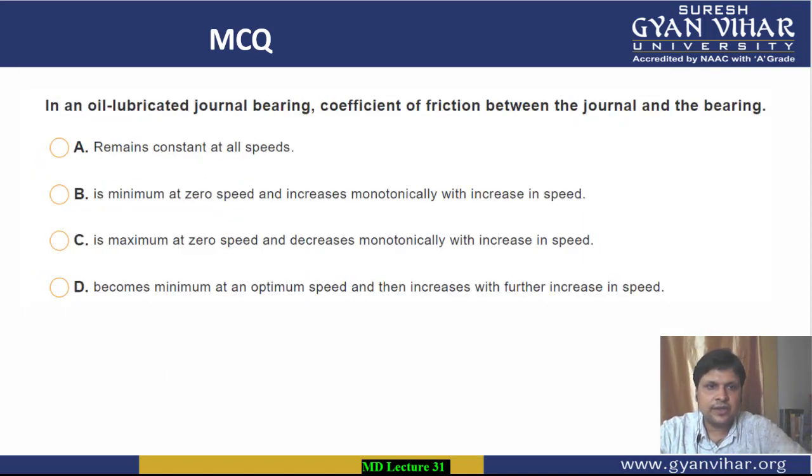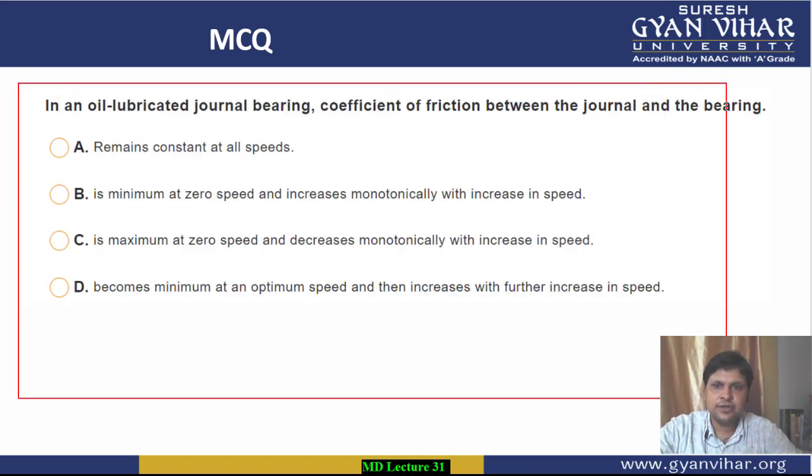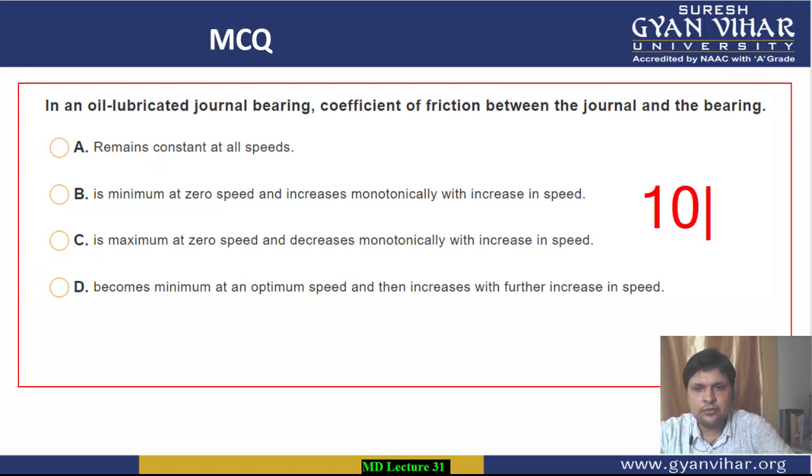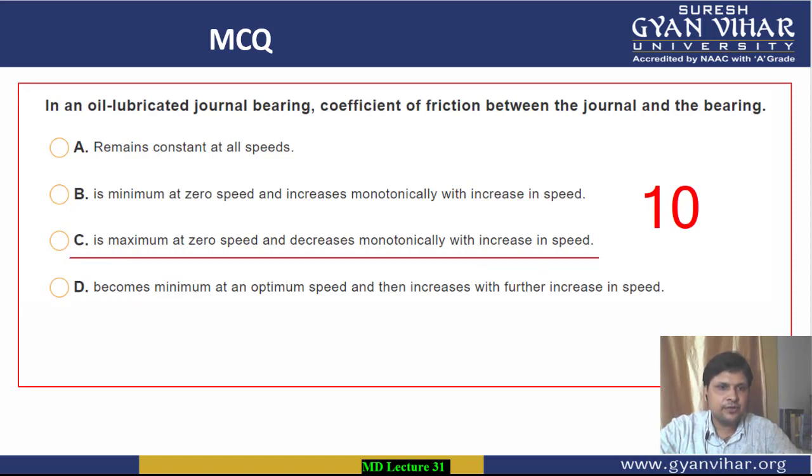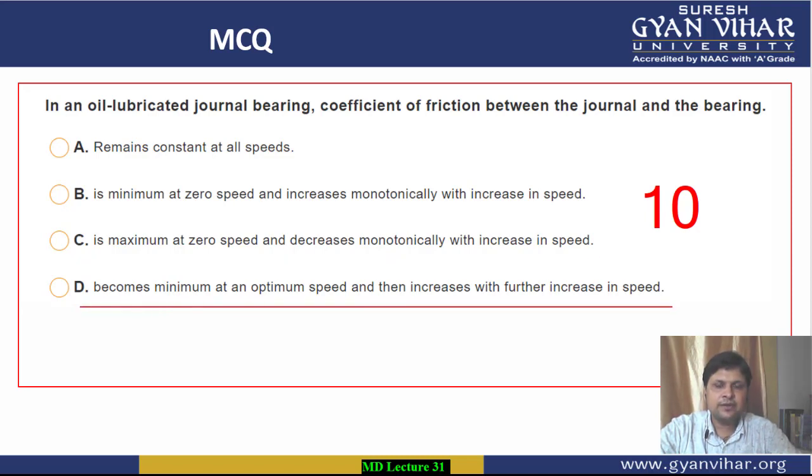Alright. Coming into the next one, this is our 10th multiple choice question. In an oil lubricated bearing, the coefficient of friction between journal and the bearing is, first of all, high at 0 speed, and it decreases monotonically with increase in speed. In other words, it first decreases and then increases. It becomes minimum at optimum speed and then increases with further speed. So option D is the correct option.